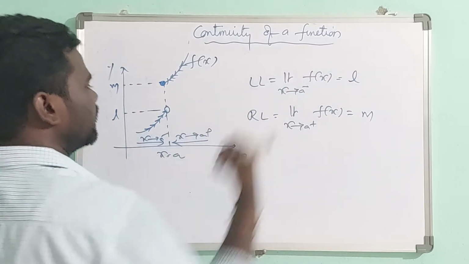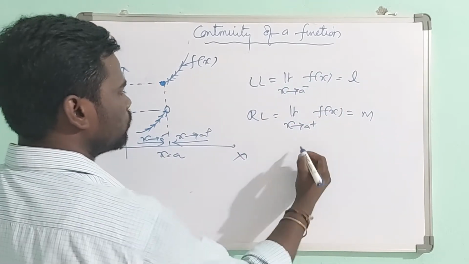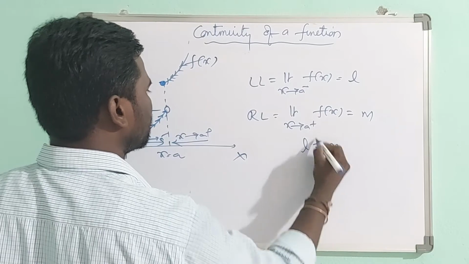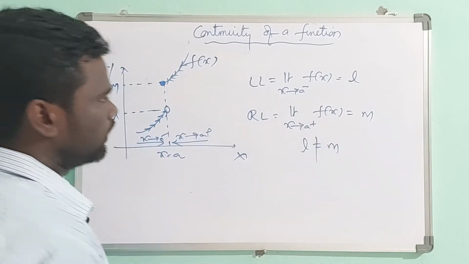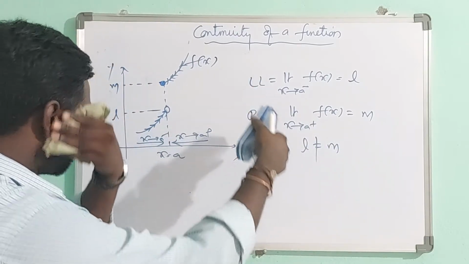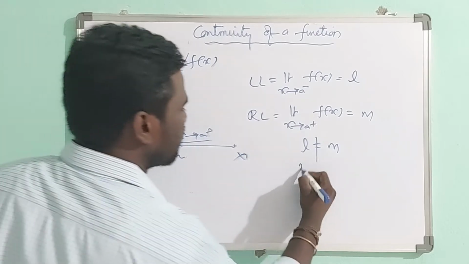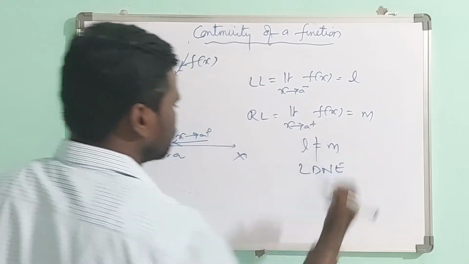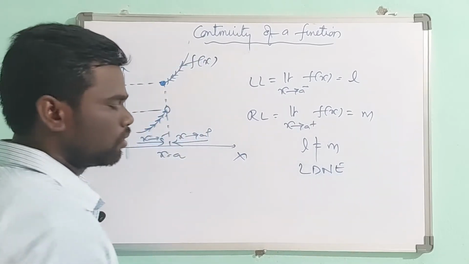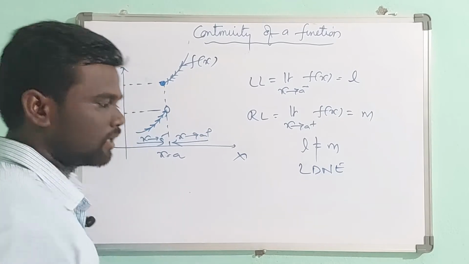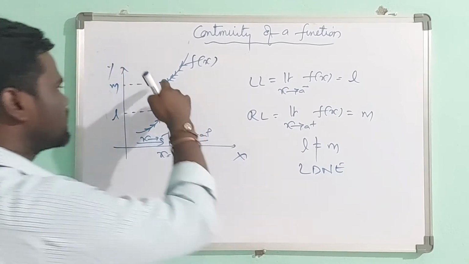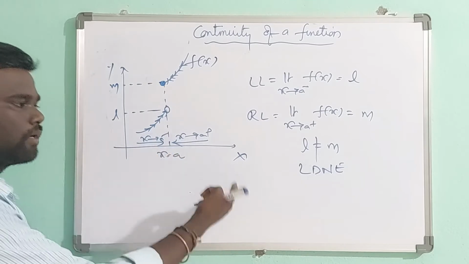Now what is the left limit? L. What is the right limit? M. So the left limit is not equal to the right limit. So clearly, if the left limit is not equal to the right limit, the limit does not exist. If the limit does not exist, there is no need to check the value of the function. Straight away it is said to be discontinuous at x equal to a.